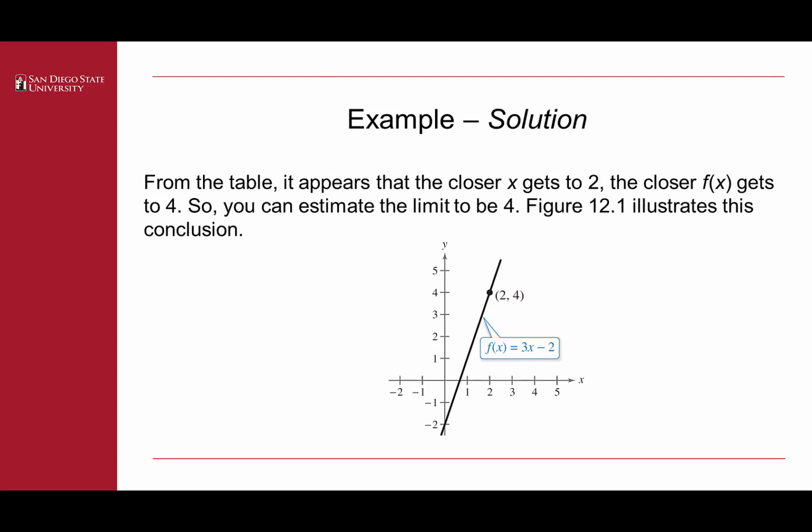From the table, it appears that the closer x gets to 2, the closer f of x gets to 4. So you can estimate the limit to be 4. And the figure below illustrates this conclusion with the graphical representation of the given function. Here we can just prove our estimation using the graphs again. Here we have the straight line of f of x equals 3x minus 2, and for x equals 2 we get 4 in the function and also in the graph.